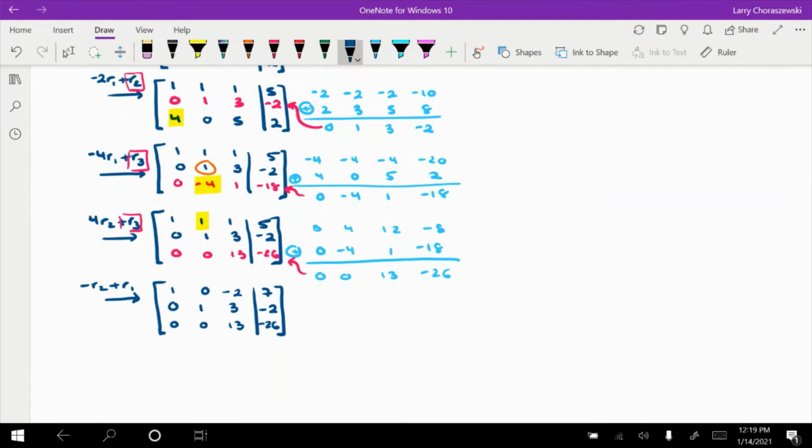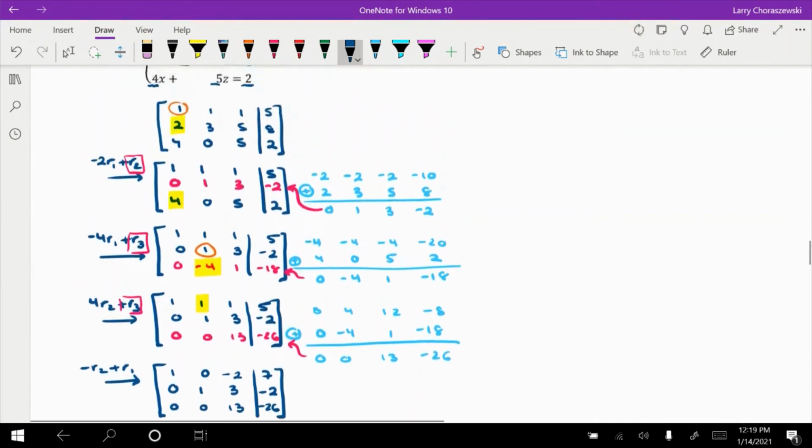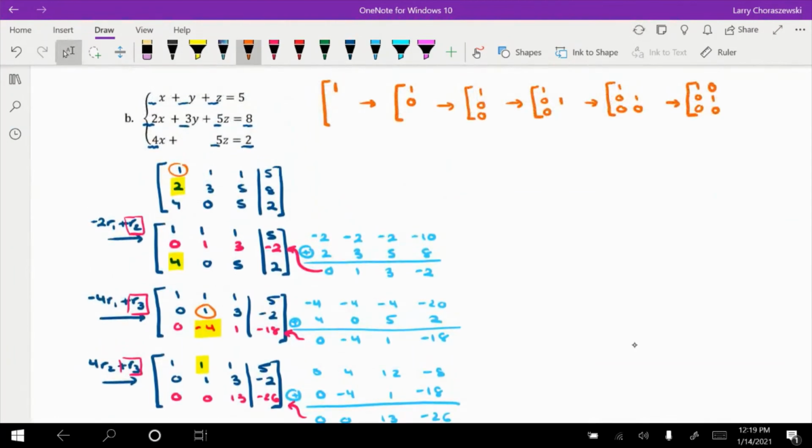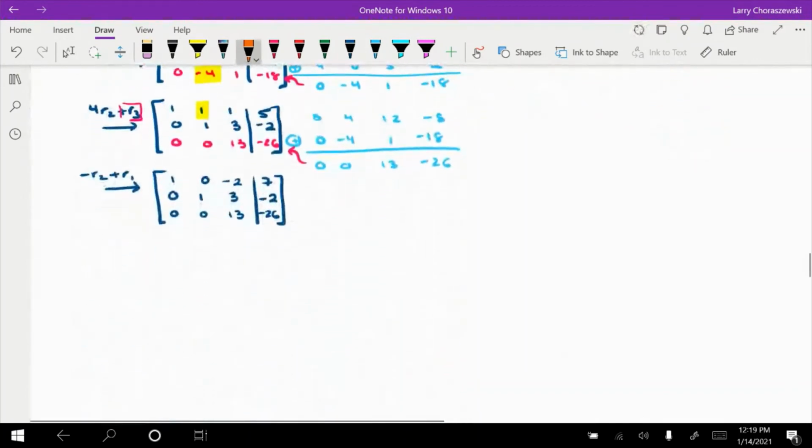So we have leading ones in row 1 and row 2, and we have zeros underneath and above those leading ones. So it's probably not too much of a stretch of the imagination what we're going to have to do next. And that's going to be to get a leading 1 in row 3. And we can use the first row operation given on the last page to help us with that.